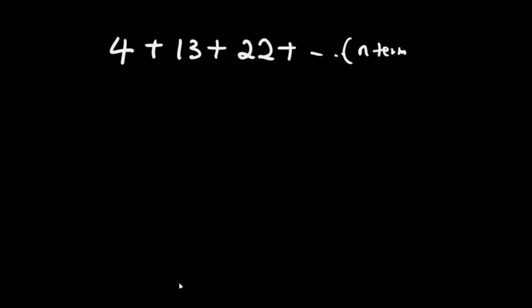So in this video here, we're going to identify the number of terms of a series given the sum of the series, right? Say we're having 4 plus 13 plus 22 plus going all the way up to n terms. So this n terms equals 539. And we are asked to identify this n here.